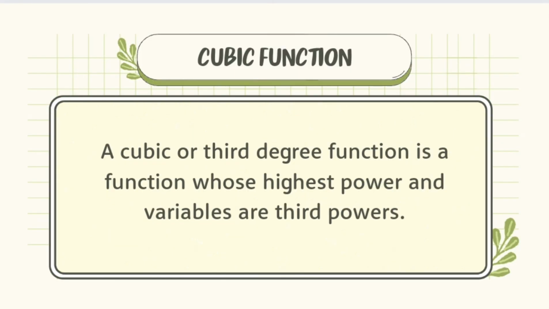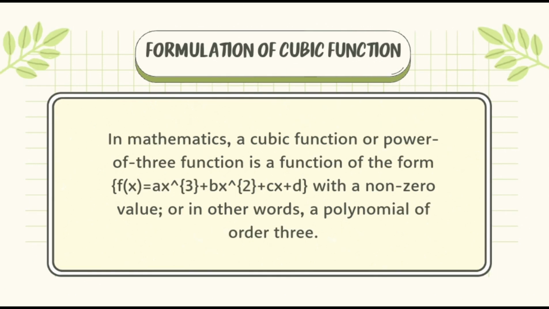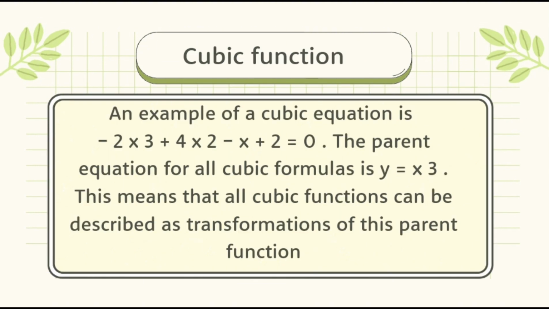A cubic function, or third degree function, is a function whose variable has a power of three. The formulation of a cubic function in mathematics is f(x) = ax^3 + bx^2 + cx + d, where a is non-zero, in other words a polynomial of order 3. An example of a cubic equation is -2x^3 + 4x^2 - x + 2 = 0.